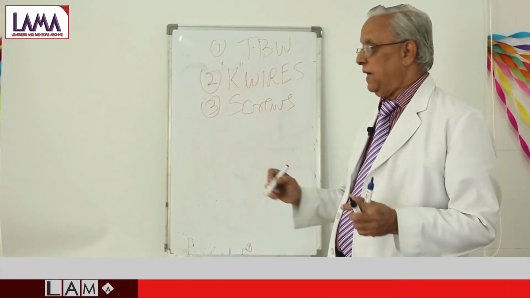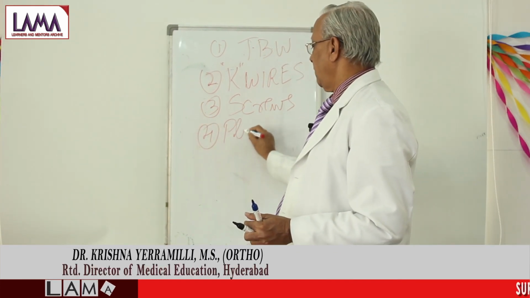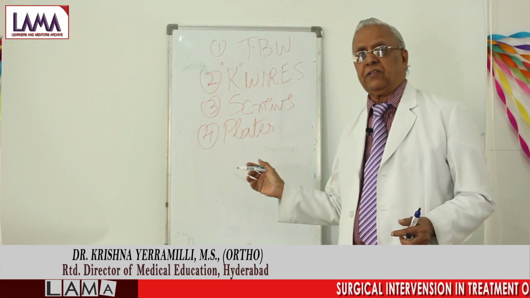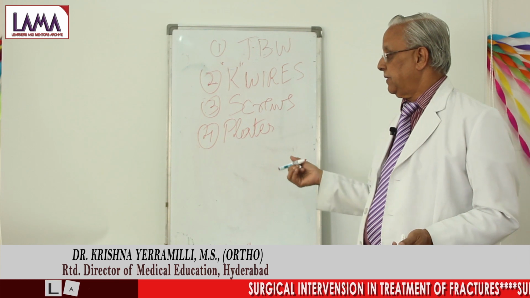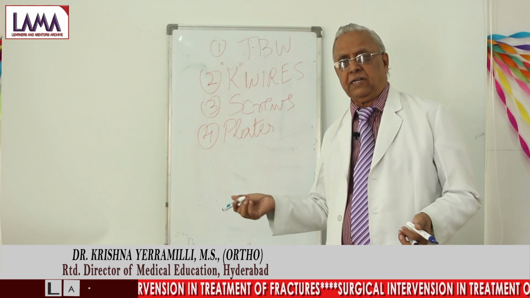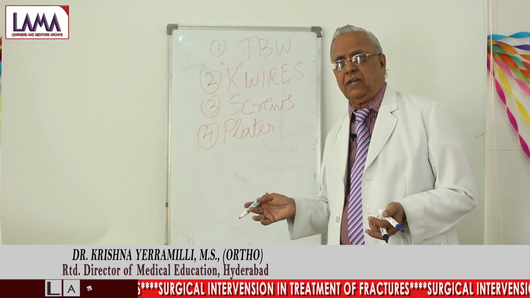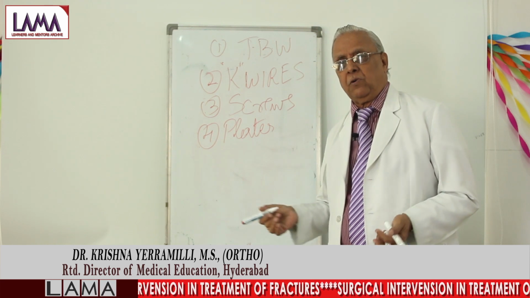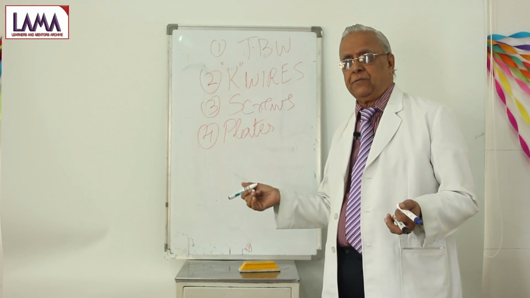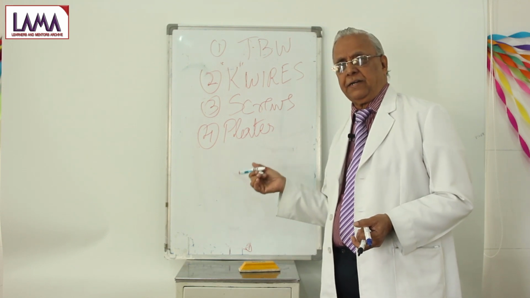Then fourth is plates. These plates are made of titanium or stainless steel. Mostly till about a decade ago, we were using only stainless steel. Now, more and more titanium plates are being used. Titanium has got its own lot of advantages. That's why we are using more and more titanium plates.